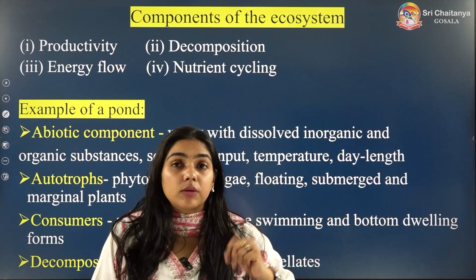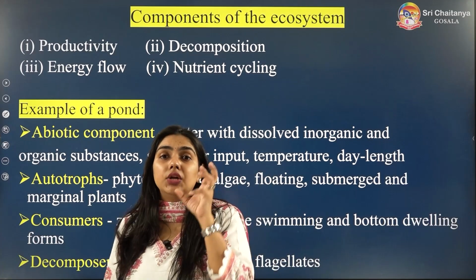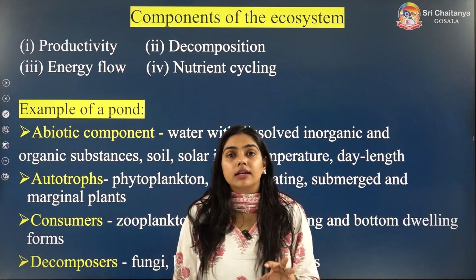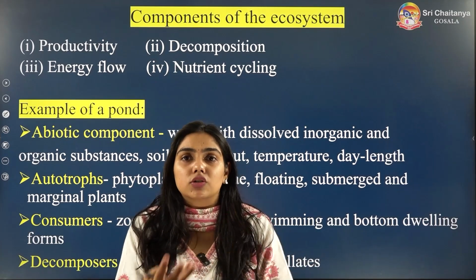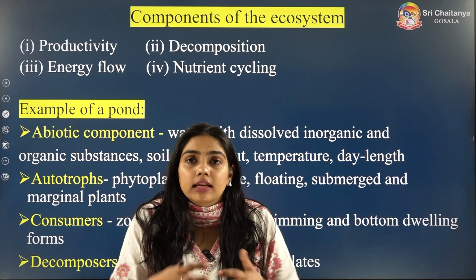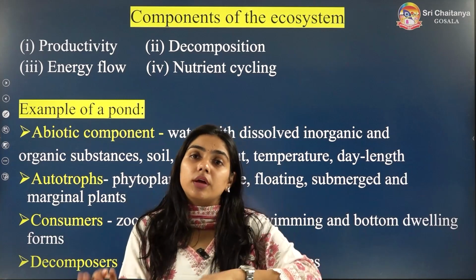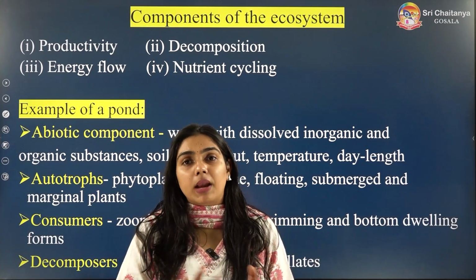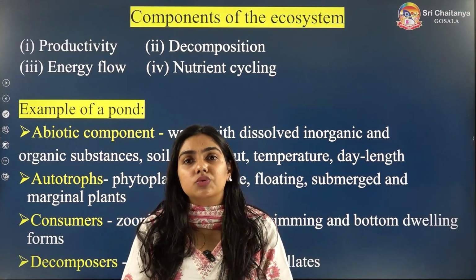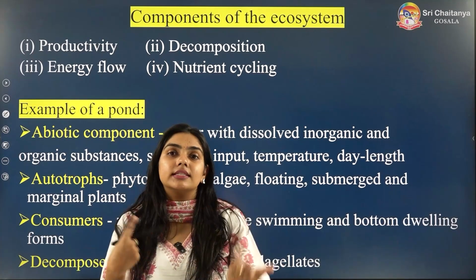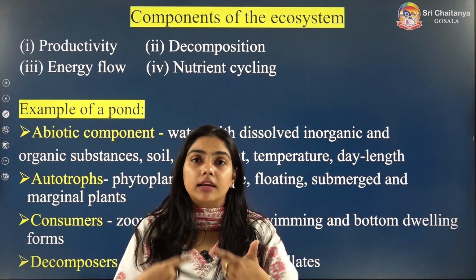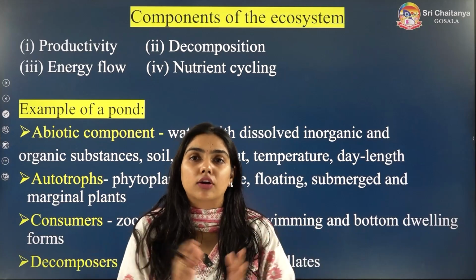Then there is nutrient cycling. Nutrient cycling means the plants use the nutrients of the soil, and then these nutrients go back to the soil when the plant dies. So this is nutrient cycling. This can occur in water also, and on land also.